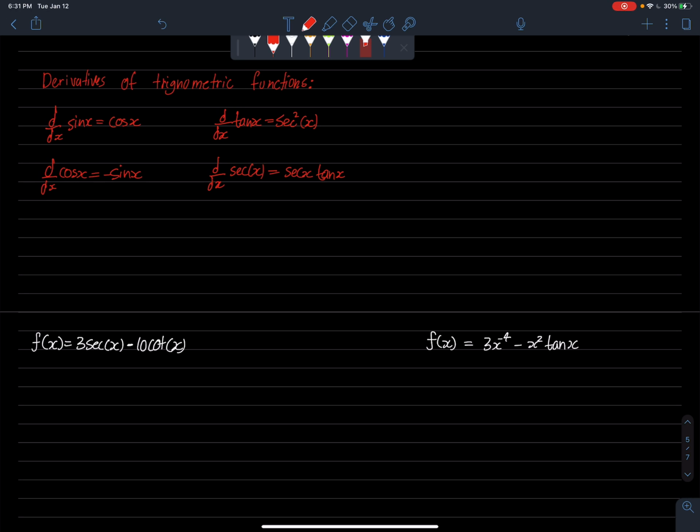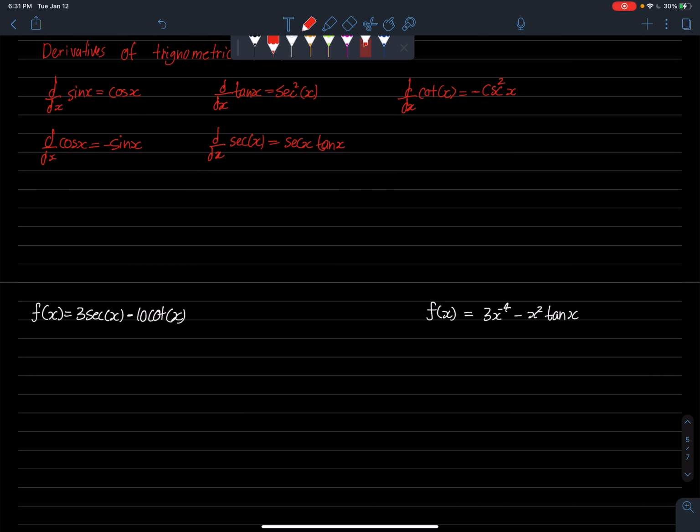The derivative of cotangent x is equal to negative cosecant squared x, and the derivative of cosecant x is negative cosecant x times cotangent x.